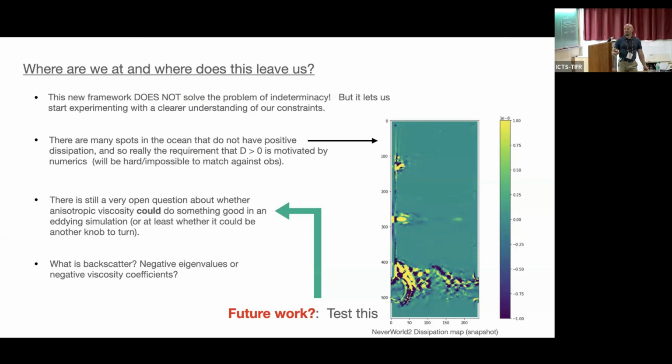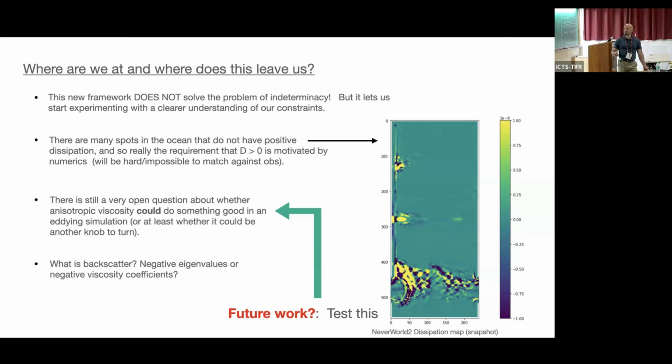A little caveat: this is a picture from one of our simulations in the model called Neverworld 2. Dissipation is given by positive values, so that would be the yellows, and backscatter or energy injection is given by blue. Unfortunately, the ocean doesn't behave how our models want to behave, meaning that in a real eddying simulation you get both energy injection and dissipation, and it varies all over the place. So you can't really match this against observations; this is purely a numerical construct that we're building.